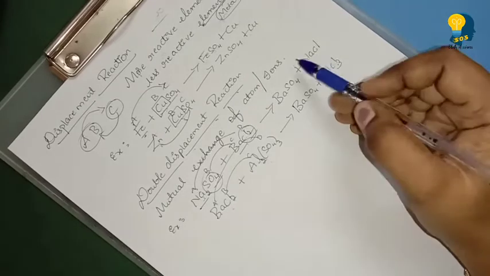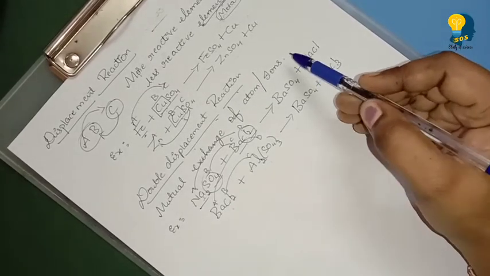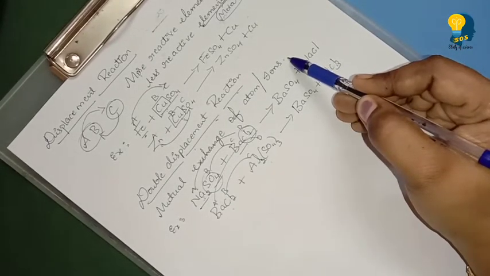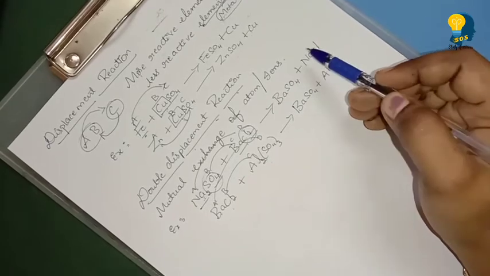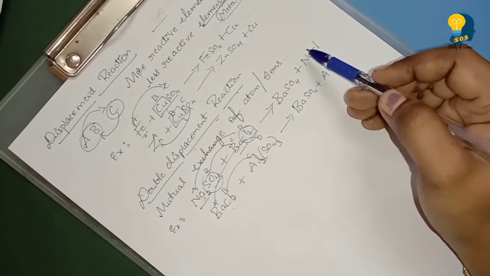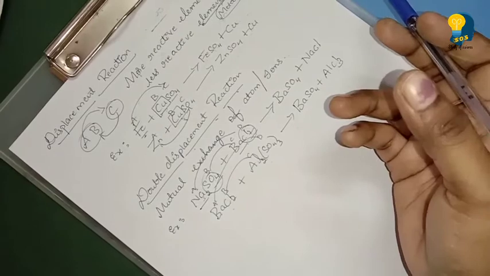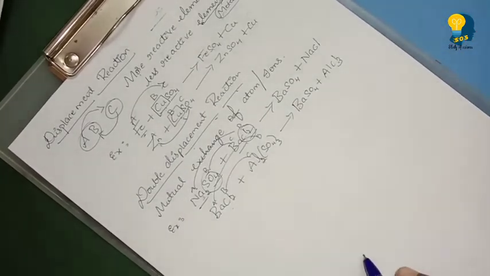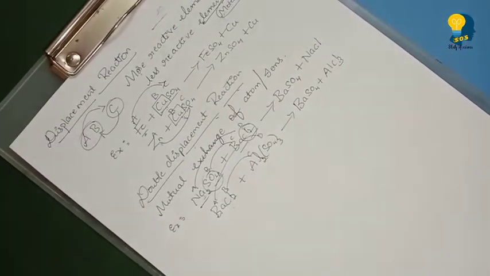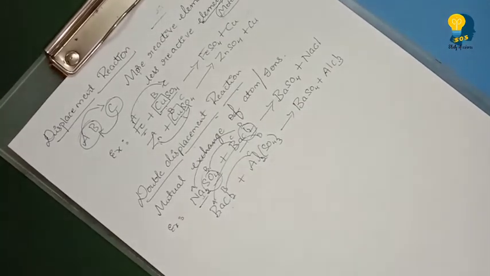If you define what double displacement is, it's a reaction where mutual exchange of ions is seen. That's all. 1 mark you got. Why? Because the exchange of ions is seen. That's all. So if you write this, you will get 3 total marks. This is all about the double displacement reaction.